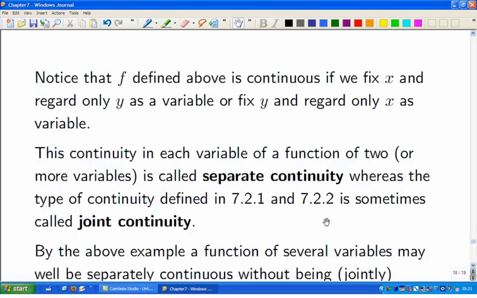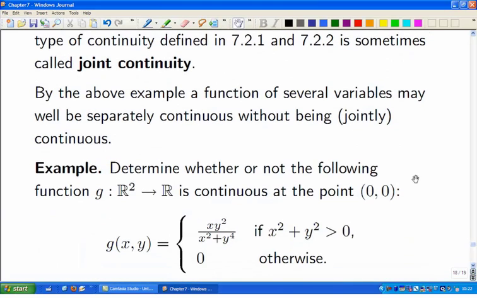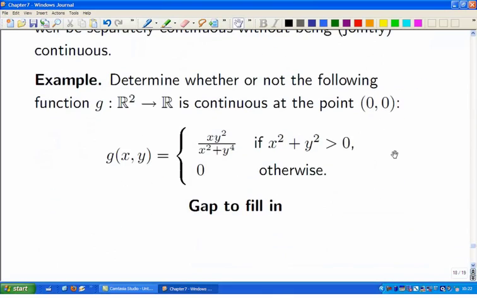Whereas joint continuity is the kind of continuity we're talking about most of the time, where you let both of the variables vary and you can come in along any line or curve, or indeed any weird sequence of points approaching the point, and you've still got to get the right limit. So joint continuity is much stronger than separate continuity. And the example we just looked at was separately continuous but not jointly continuous.